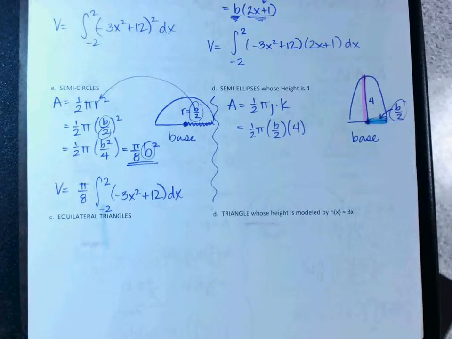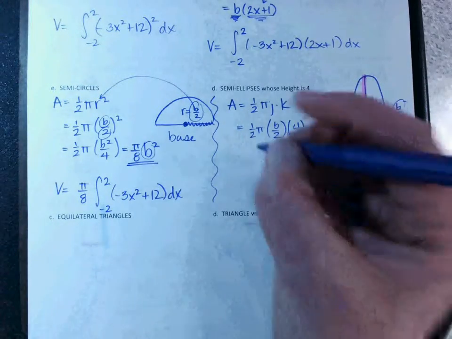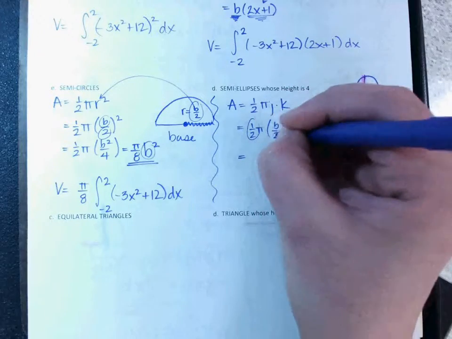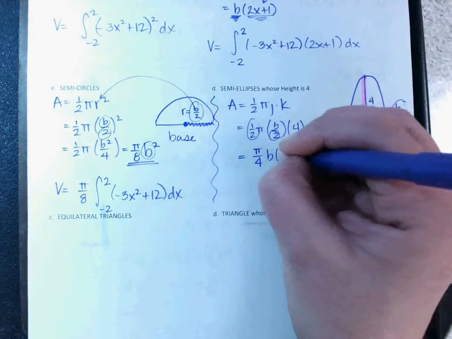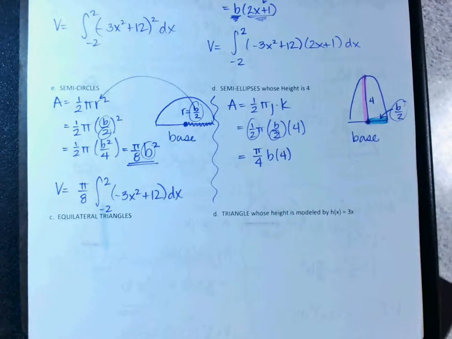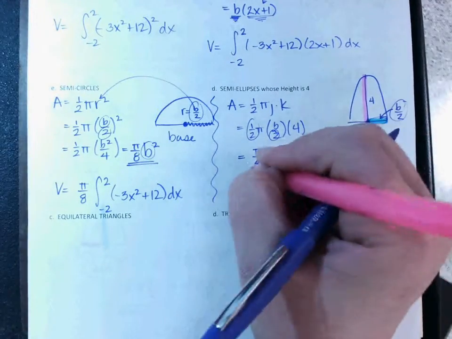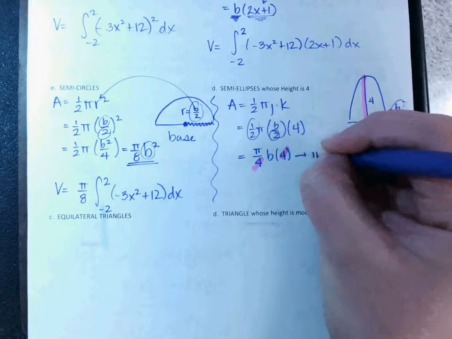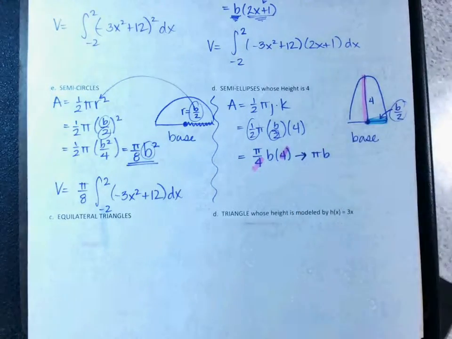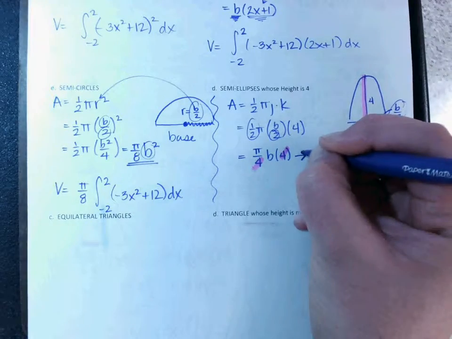Now notice that when I combine like terms there, a half times a half is pi over 4 times b. But then since I have another 4 there in the back, my 4 and my 4 cross out. So really my equation for this one is pretty easy. It's just going to be pi b. Okay, that's supposed to be an arrow. I don't know why it looks so ugly.